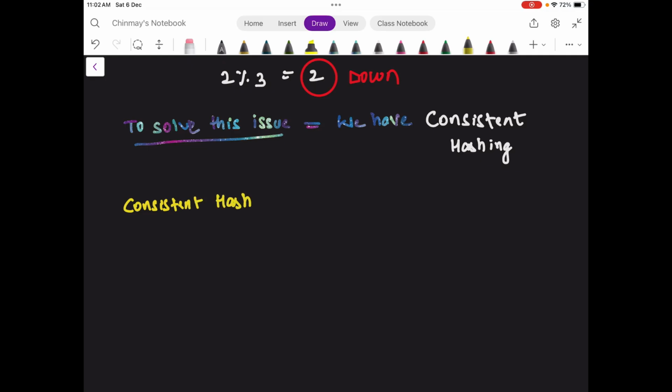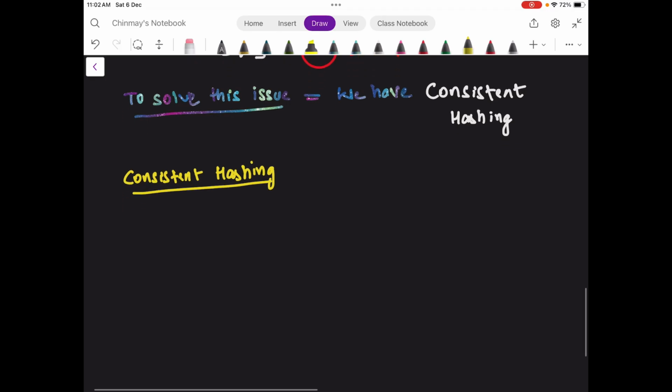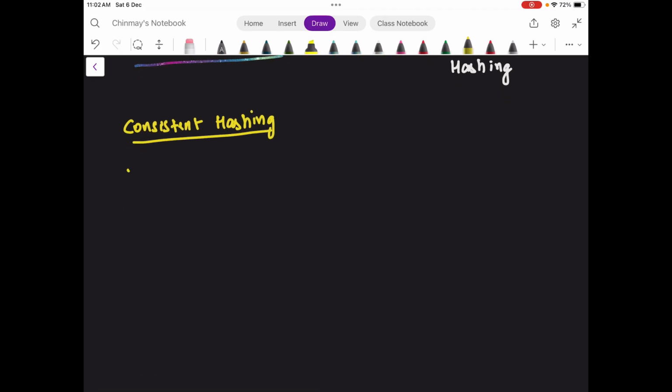Consistent hashing. Consistent hashing consists of a hash function, but what kind of hash function is it? It consists of a lower limit and an upper limit.